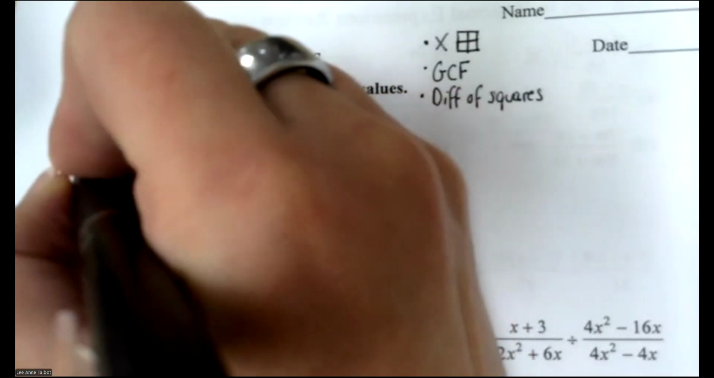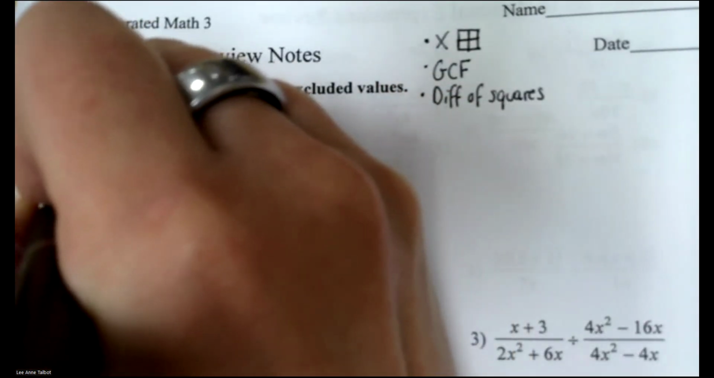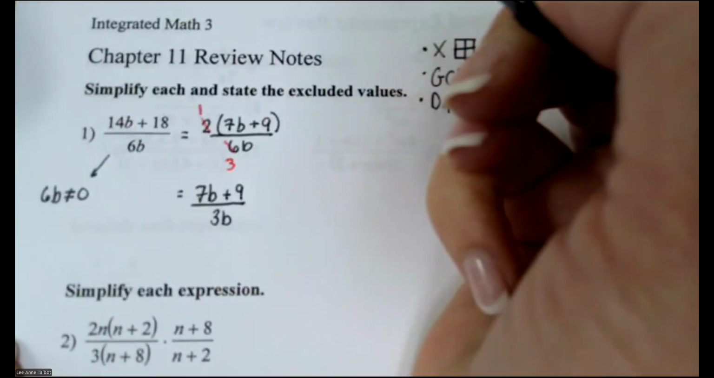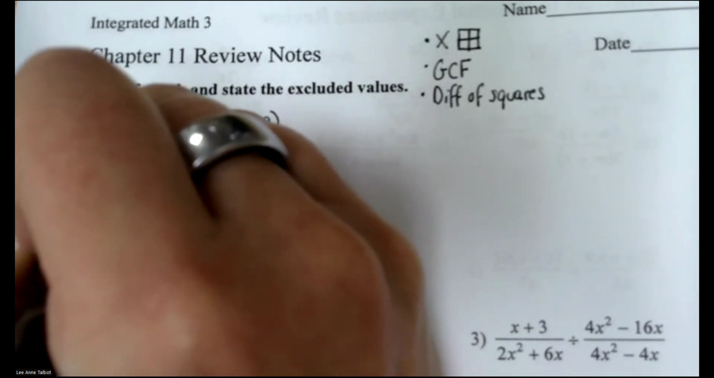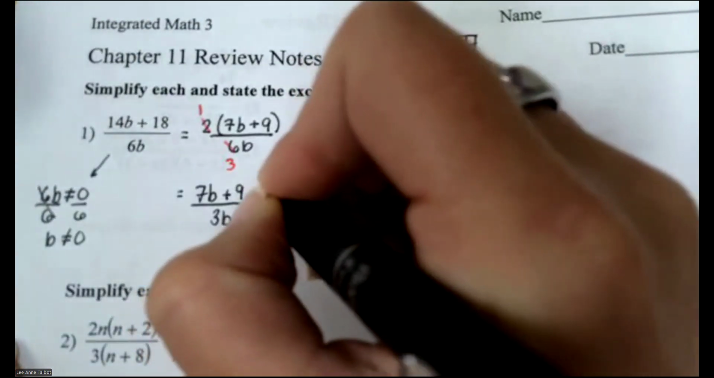So I'm going to go like this. 6b cannot equal 0. Divide by 6. B cannot equal 0.